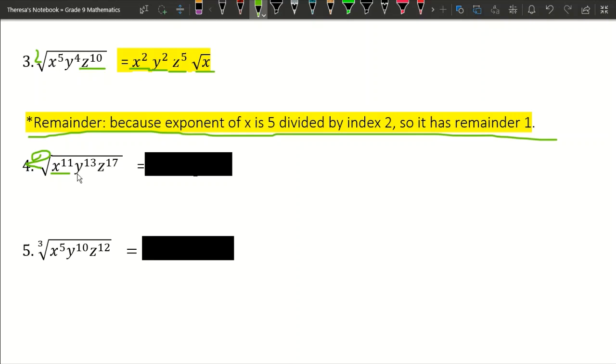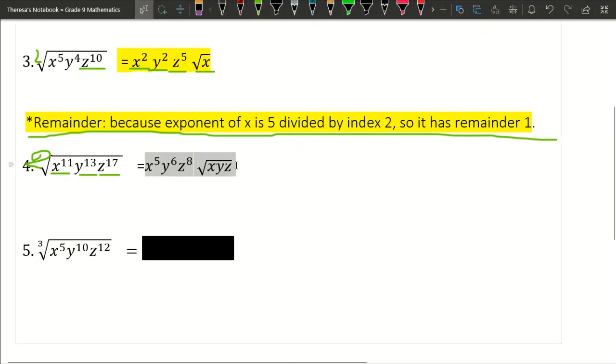We also have here y raised to the 13th power, and 13 divided by 2, that is 6. Pero meron siyang remainder na 1, right? So, mayroong matitirang y sa loob ng radical sign. Last one is z17. 17 divided by 2, that is 8. So, we still have remainder 1. So, therefore, our final answer is, yan, x 5th, y 6th, z 8th, square root of x, y, z. Pare-parehas lang may remainder 1.